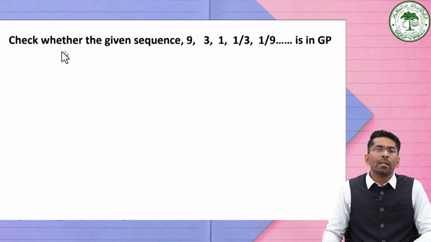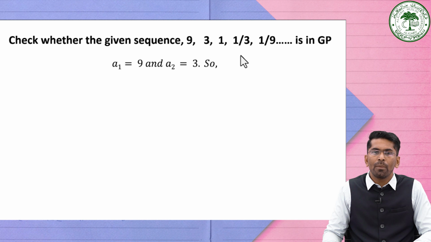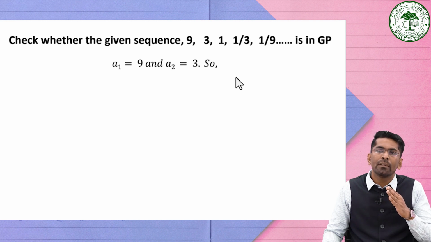Now let us check another example. Check whether the given sequence 9, 3, 1, 1/3, 1/9 is a geometric progression. Here we want to find out whether the given sequence is a geometric progression or not. The first term, a1, is 9, a2 is 3, a3 is equal to 1, a4 is equal to 1/3, and so on. We will check the common ratio: if it remains constant throughout the successive terms, then this is a geometric progression.